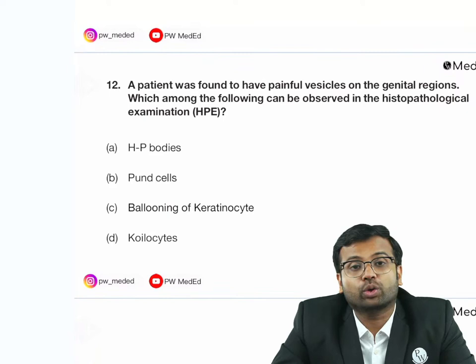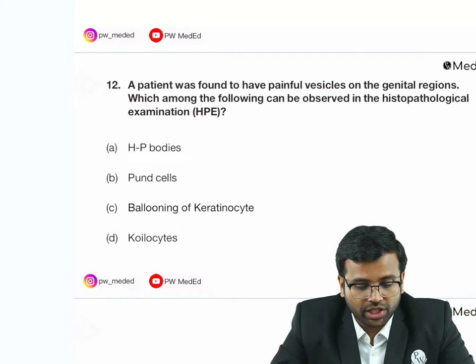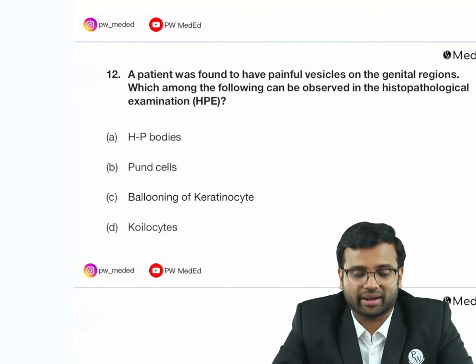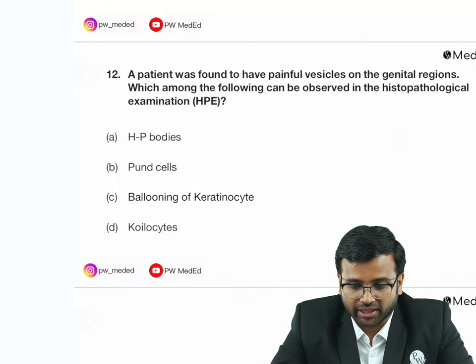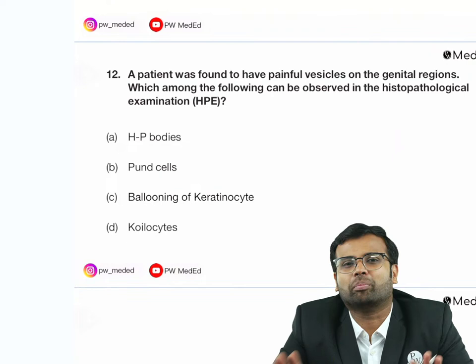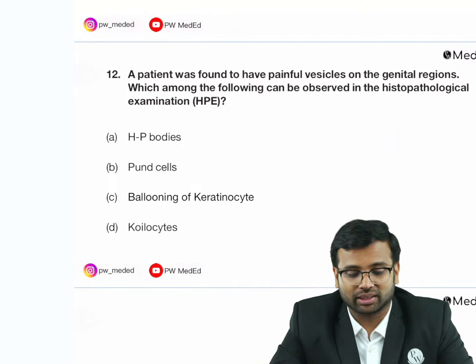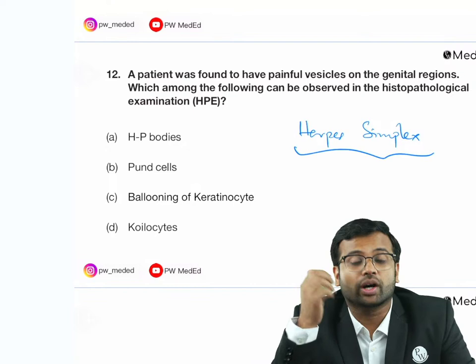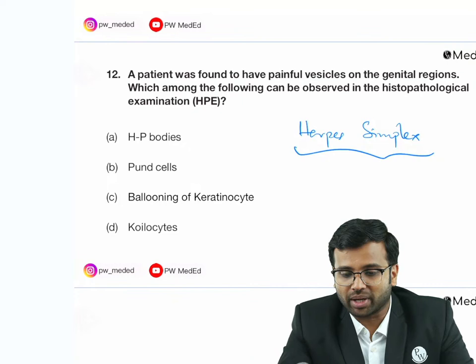A patient was found to have painful vesicles on the genital regions. Which among the following can be observed in the histopathological examination? What is the right answer? So what is the diagnosis first? Whenever there is a patient who complains of painful vesicles, what would be the diagnosis? The diagnosis here is going to be herpes simplex, or let us say herpes genitalis. So herpes simplex, is it caused by HSV 1 or HSV 2? So herpes simplex can be caused by both.